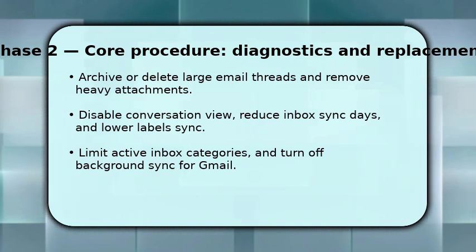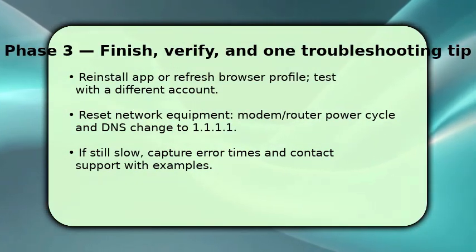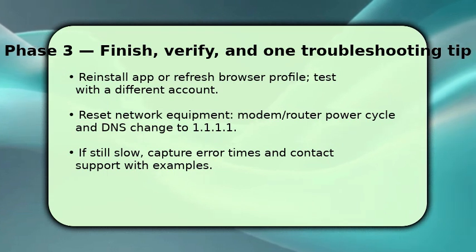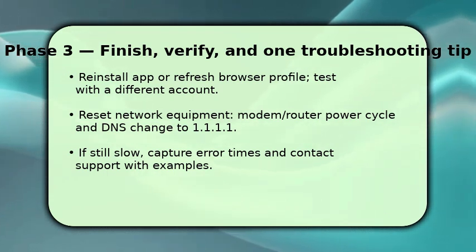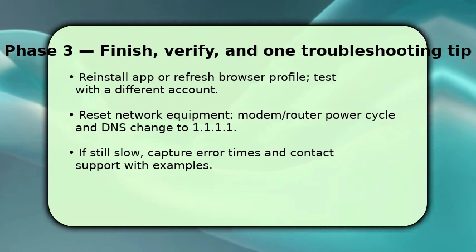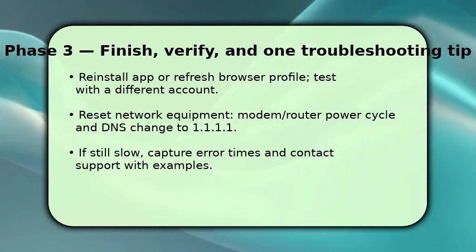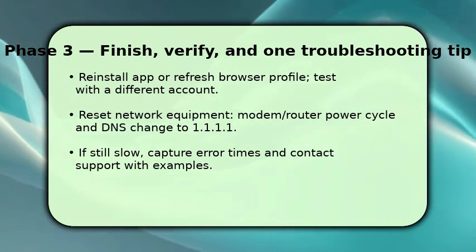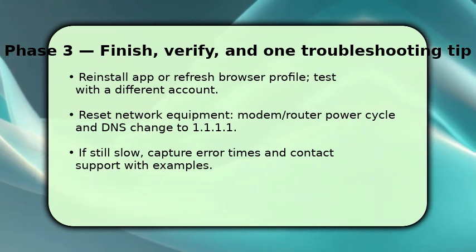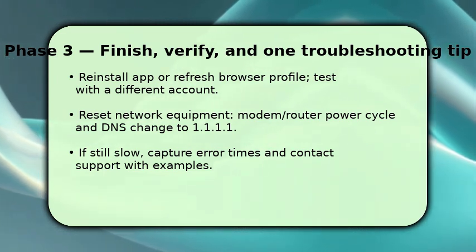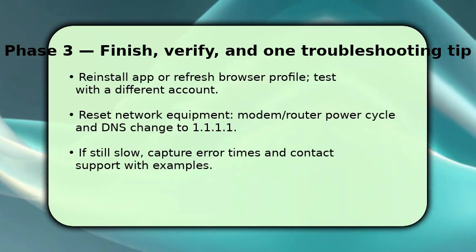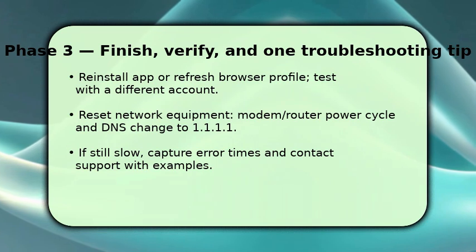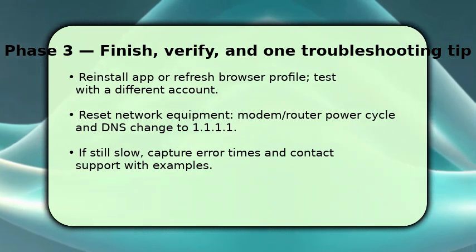Finish by restoring a clean client environment and validating the network. Reinstall the Gmail app or create a fresh browser profile, then sign in. This rules out corrupted local settings. Reset your modem and router with a power cycle and switch DNS to a fast resolver like 1.1.1.1 to reduce lookup delays. If problems remain, test with another Google account to isolate account-specific issues. Troubleshooting tip: when nothing helps, record exact times and actions that cause lag, so support can reproduce and fix the fault faster.